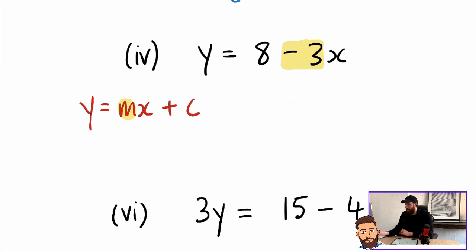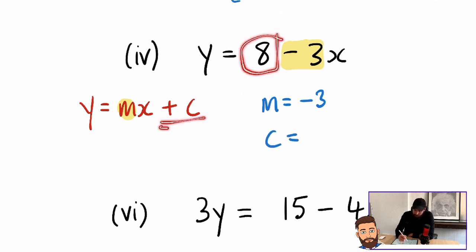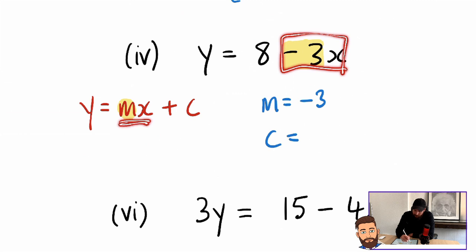yes, Ethan, you do need to do this. If the m is minus 3, we've established that m is minus 3. The gradient is minus 3. Every time you go across 1, you would go down 3. We just need to write down the c value. Well, c is the other number that is knocking around in the equation. So c must be this one. Because if this is m, the only other thing in the equation of a straight line is c, so 8 must be c. Okay, this 8 here must be c.